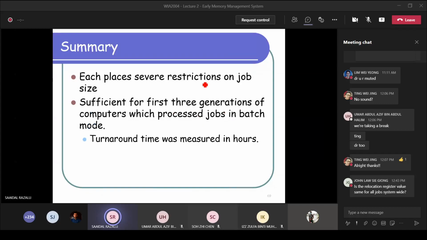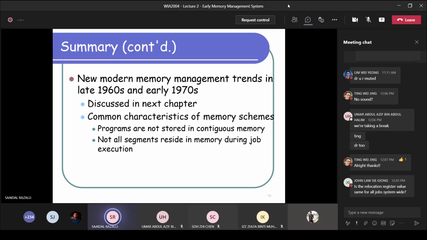Each places severe restrictions on job size, sufficient for the first three generations of computers which process jobs in batch mode. Turnaround time was measured in hours. So anything that you want to do at our current time, any program that takes hours to complete, is not good. You also have less patience if it takes more than hours to compute a simple program. But it's sufficient for the first three generations.